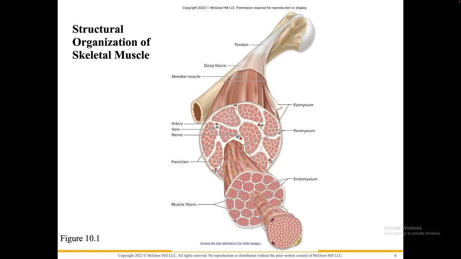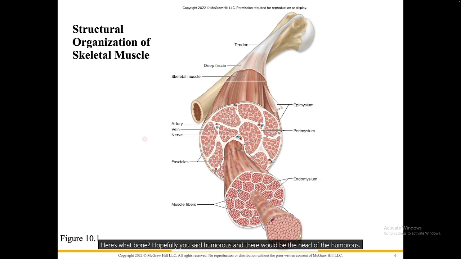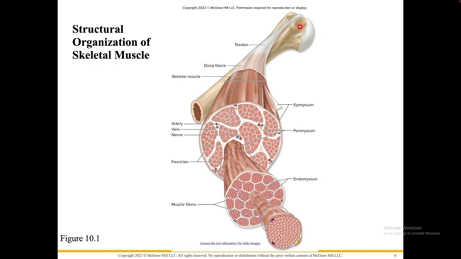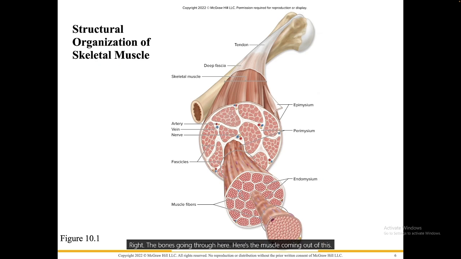Before we get to the terms, let's figure out what bone this is. Hopefully you said humerus, and there would be the head of the humerus, the lesser and the greater tubercle of the humerus, the intertubercular groove of the humerus. And then here's a tendon attaching this muscle, right? The bone's going through here. Here's the muscle coming out of this. The tendon attaches a muscle to a bone. Going around the muscle itself is the epimysium.